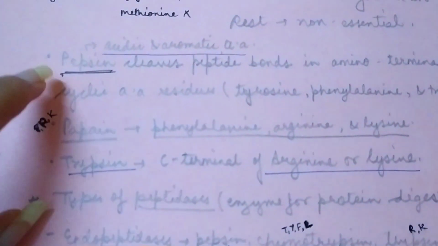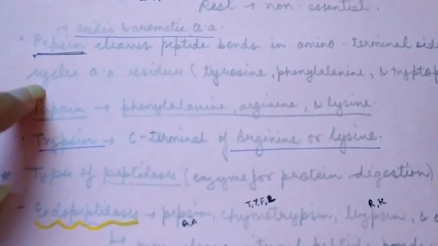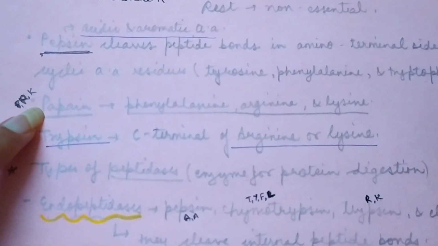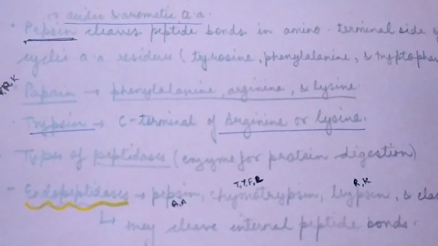Pepsin, acidic and aromatic, and cyclic ones. Aromatic, obviously the same. Okay, and then papain: phenylalanine, arginine, lysine. Trypsin: arginine and lysine, C terminal of arginine and lysine.